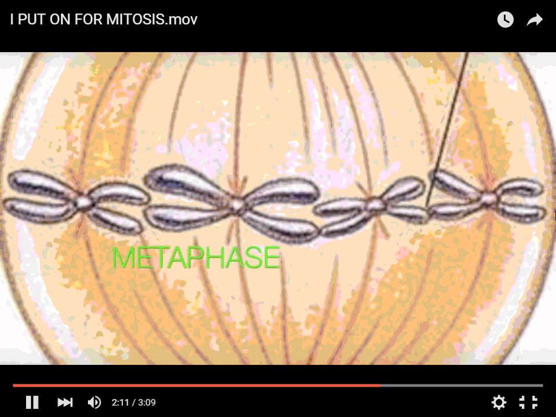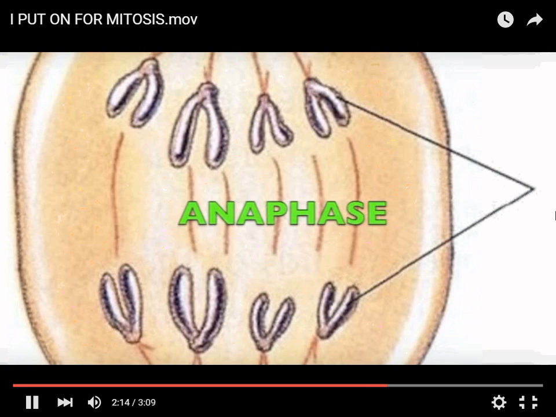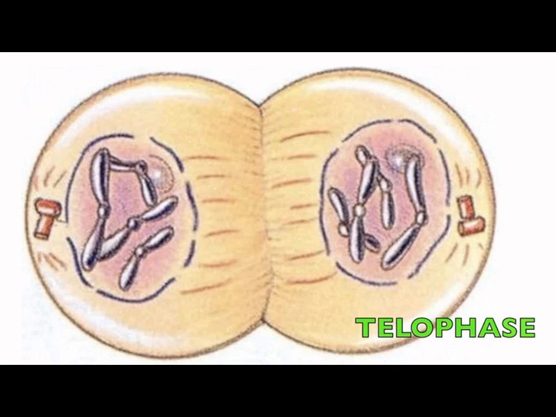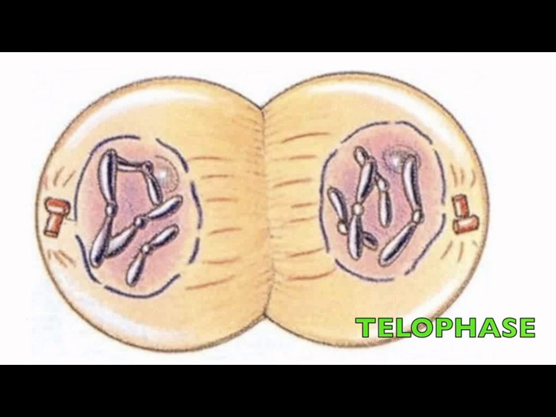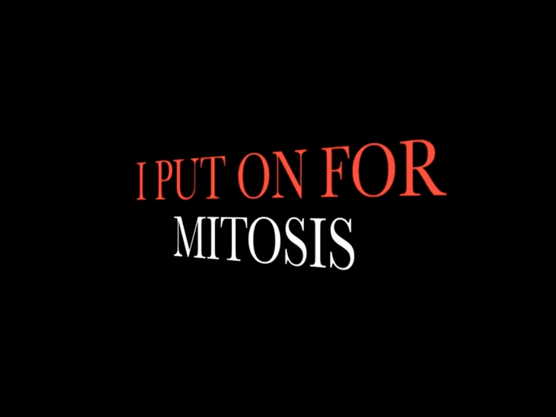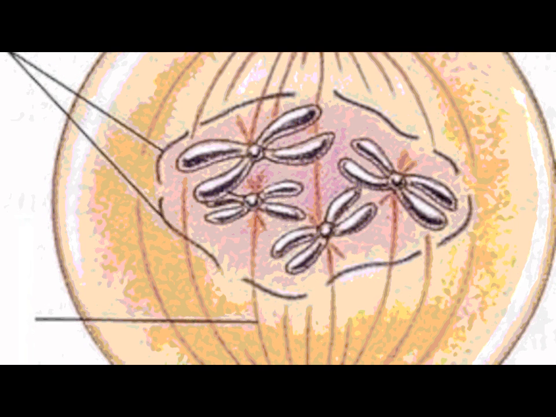Remember metaphase, they line up in the middle. Says the 4 phases of mitosis have come to a finish. There's only 4 phases of mitosis. But there are how many phases of the cell cycle? 6.